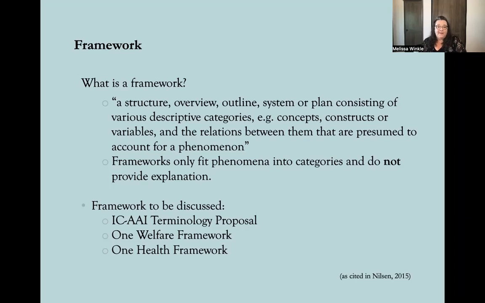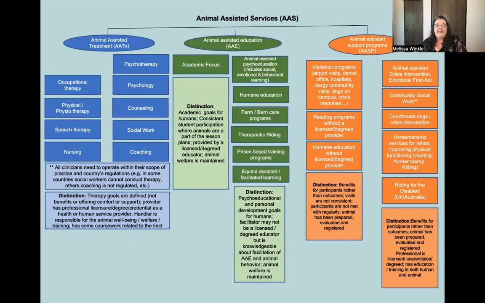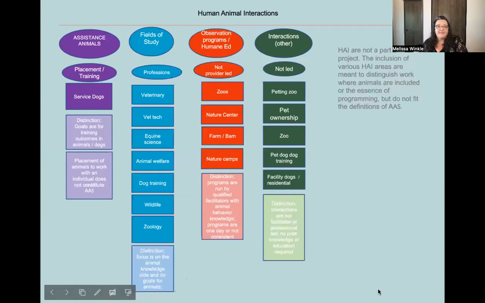And so some of the frameworks that we can discuss are the International Consortium for Animal Assisted Interventions, with the terminology paper that is upcoming this October, One Welfare Framework, and One Health Framework. So again, the Animal Assisted Services schematic here with animal assisted treatment, education, and animal assisted support programs fit this criteria. Here's some other additional areas that were not necessarily finalized in this project, but a really great start.